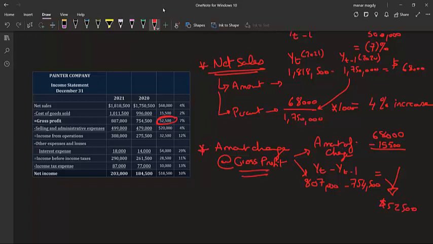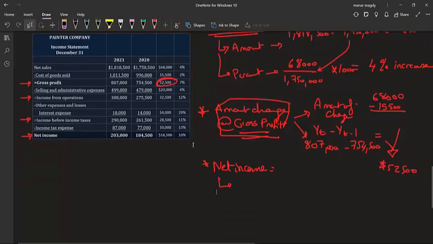Why do I mean gross profit specifically? Because it is a total. The same thing should apply for income from operations. The same thing should apply for income before income taxes, and the same for net income, because they are all totals. So this can help you to check if your results are correct or not. Like, let's apply it here for the net income. Either way should give you the same results.